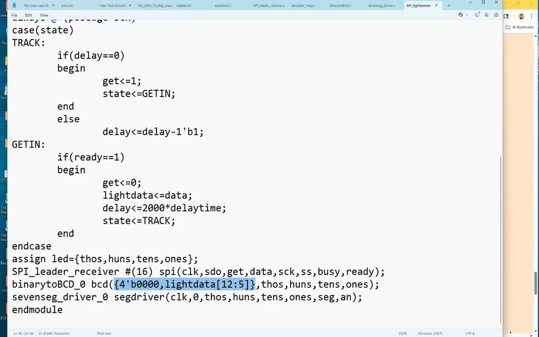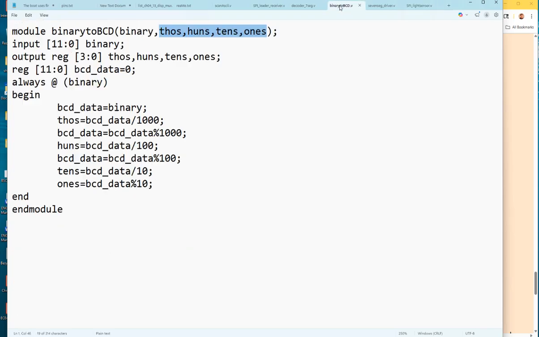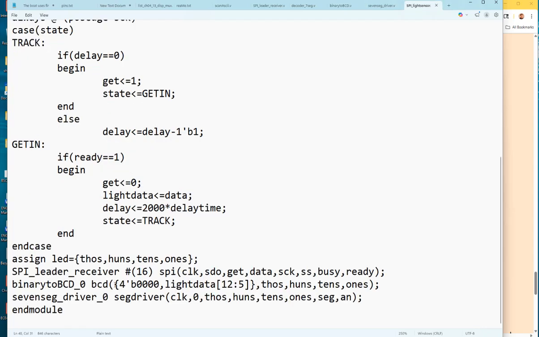So these go into it, and if you look at the BCD, how many bits are going in? 12. Is this 12? It has to be 12, right? It is 12. So the question is why we are taking the light sensor data from bit 5 to bit 12, the 8 bits, and using them as the lower 8 bits of the 12-bit data.